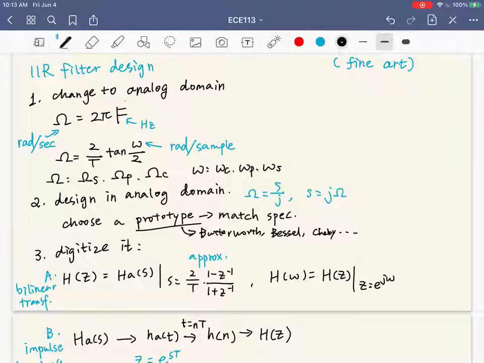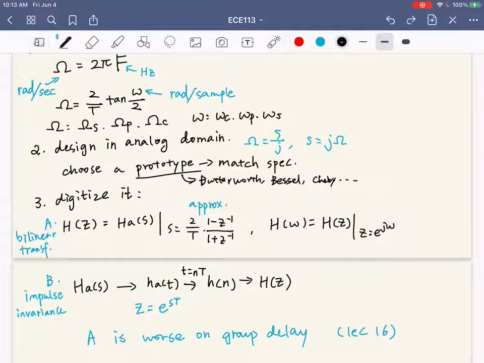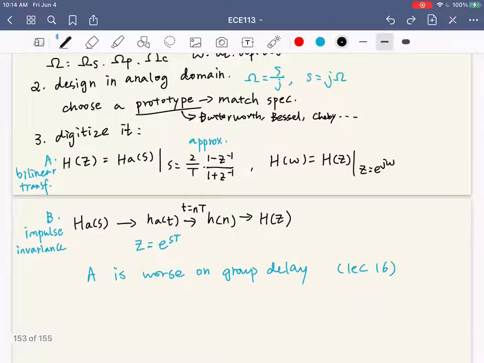It is just a first conversion, and then choosing a filter according to your specification, and then what should we do? We need to digitize it. We need to turn it from the analog domain back into our digital domain, okay? And the digitization is also not that difficult. There are 2 ways to digitize it. The first way is the bilinear transform, which is the most common way. The other way is impulse invariance, which is less common, but still popular, okay?